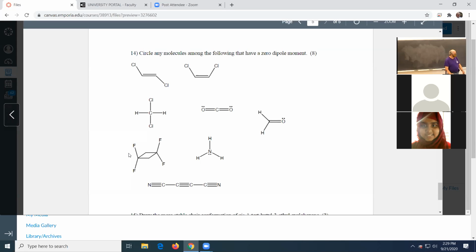Okay, what about this one here? Yeah, that would have a 0 dipole moment. Each CF bond is canceling each other out. Okay, what about ammonia? Okay, ammonia would not because, again, tetrahedral geometry because of the lone pair. Ammonia is a polar molecule.